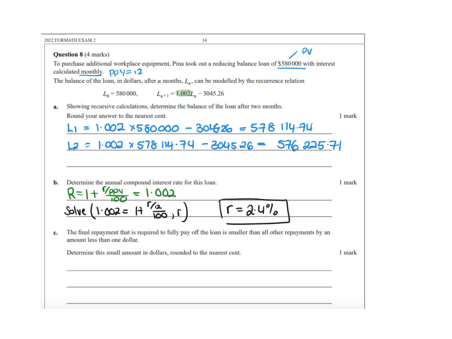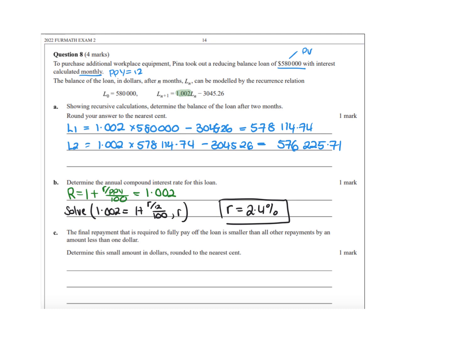And then it says the final payment that is required to fully pay off this loan is smaller than any other payments by an amount less than $1. Determine this amount in dollars rounded to the nearest cents. So you just have to find, when we do the final payment, we always go to the end and that FV is a little bit off. So we just have to say what it's off by.